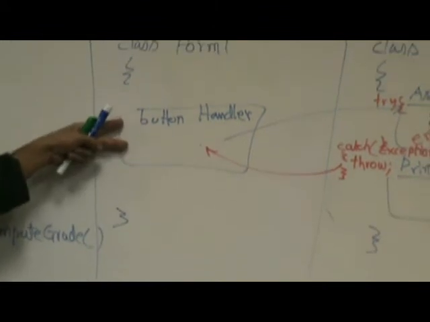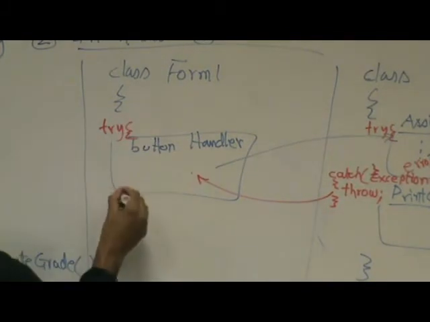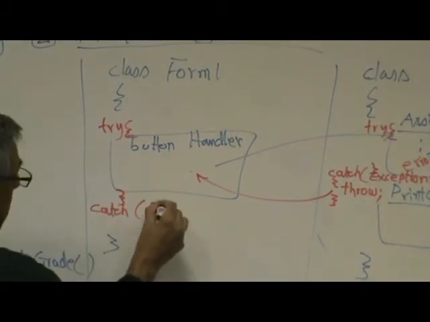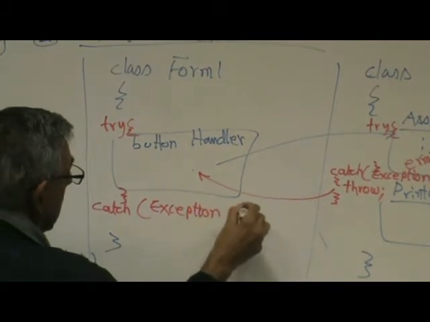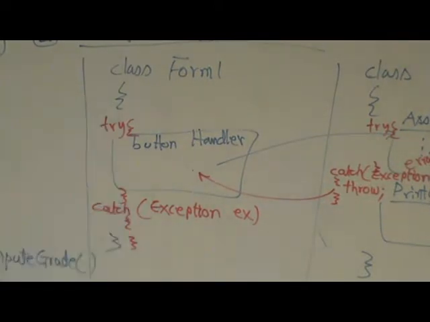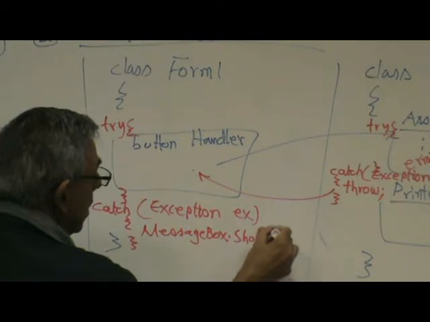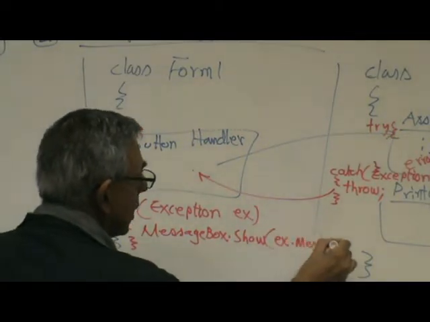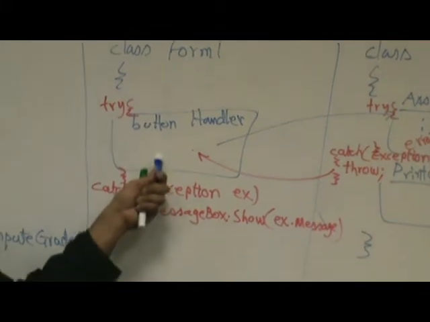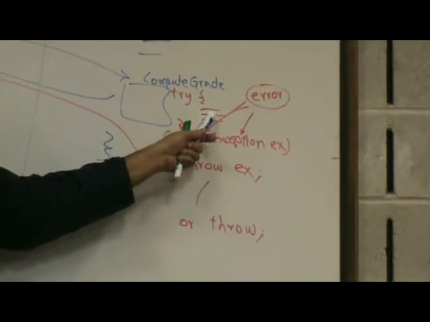And should we write the button handler code in a try and catch? Yes. So you will write this whole thing in a try, catch, exception, EX. And now what should we do in this catch? Is it related to a user interface? Yes. So now you can go and put the message box over here, EX.message. So which error will this be displaying? Where did the error occur? Error occurred in our example somewhere in compute grade. So this is the information we will see over here.